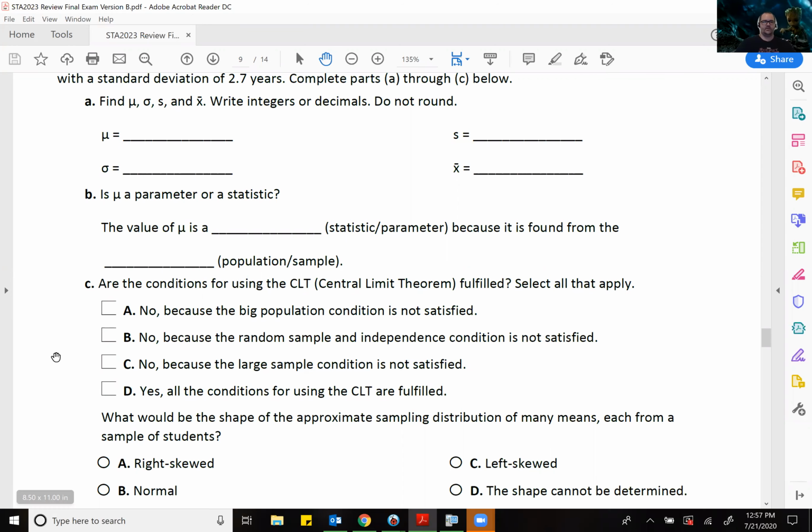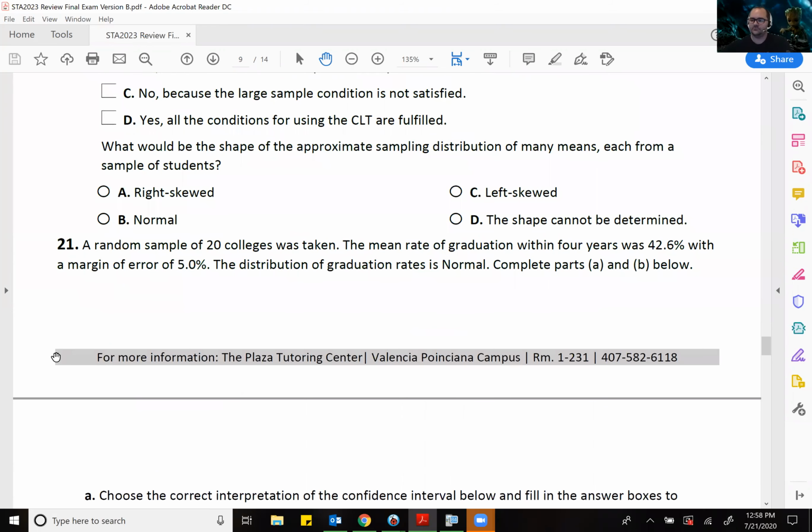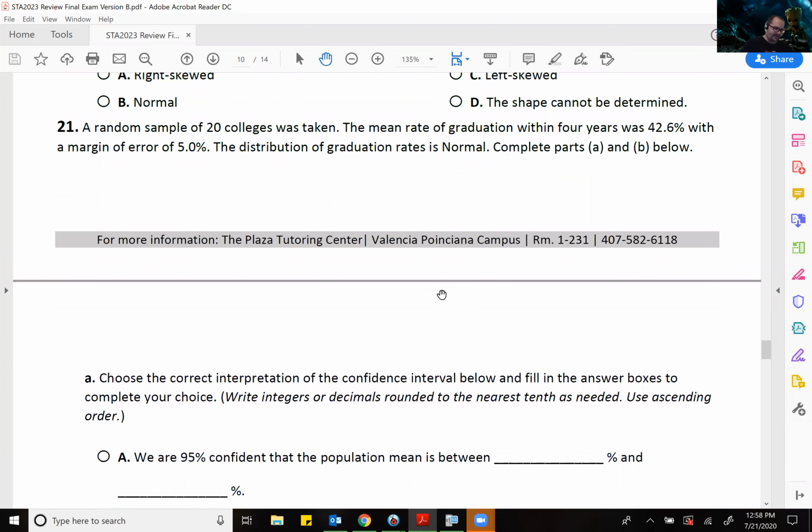Number 21. So this one right here says a random sample of 20 colleges was taken. Okay. The mean rate of graduation within 4 years was 42.6% with a margin of error of 5%. The distribution of graduation rates is normal, complete parts A and B below. So here they want us to find that confidence interval based off of the means.